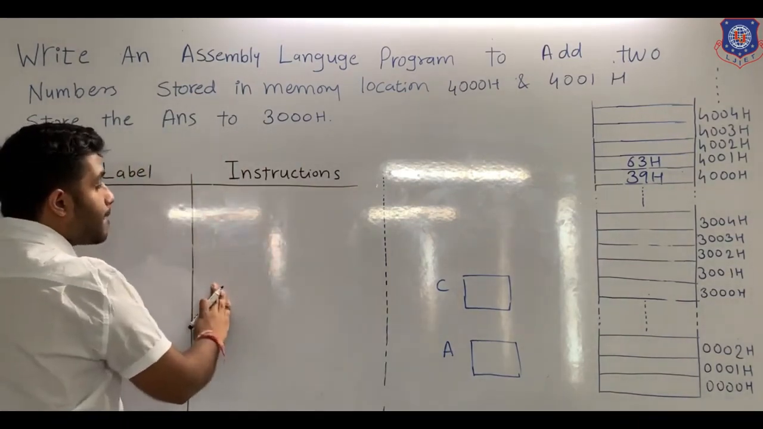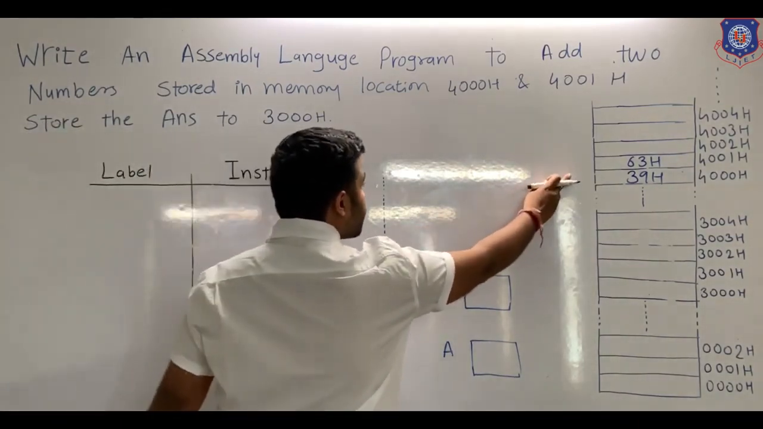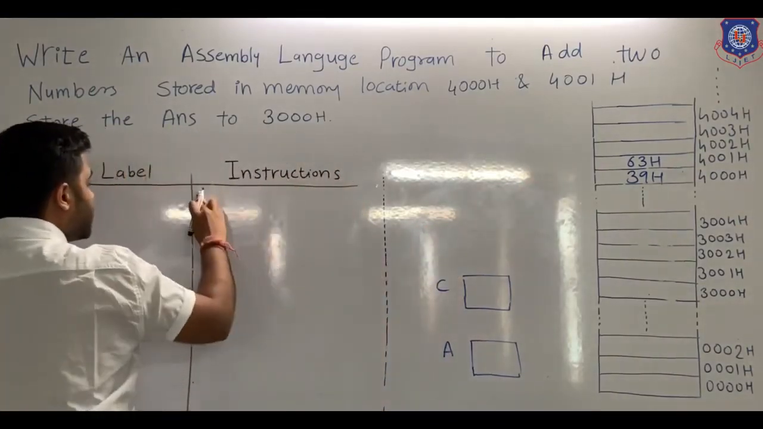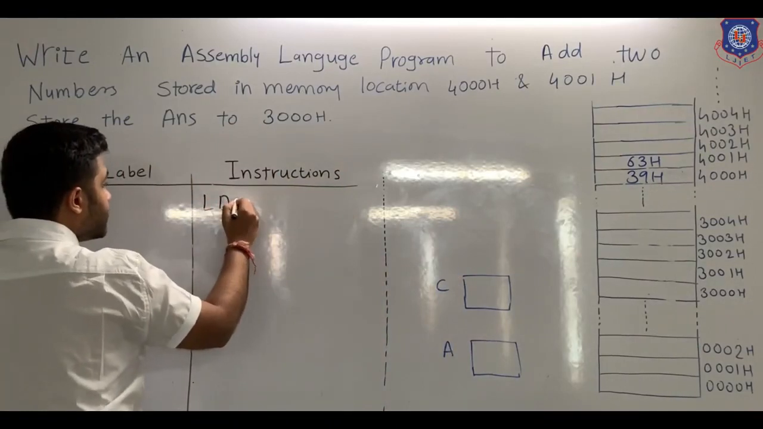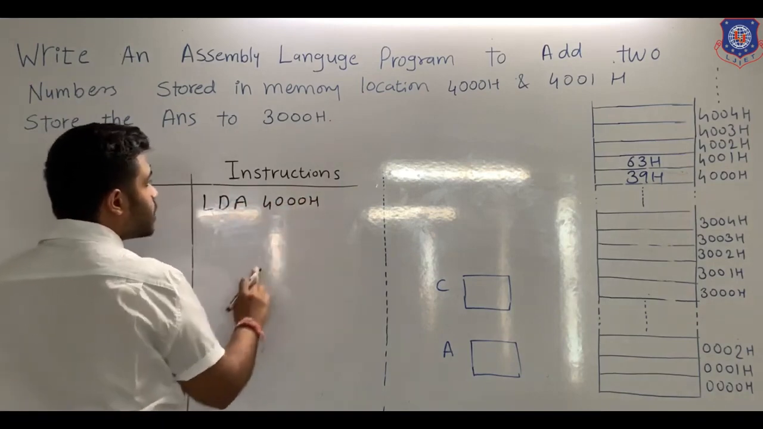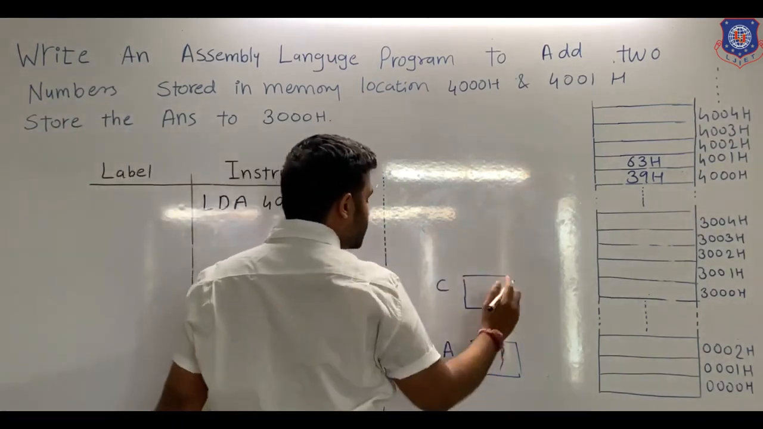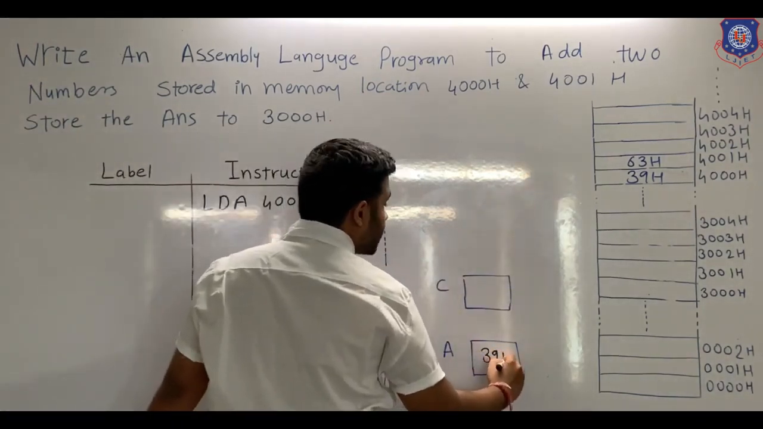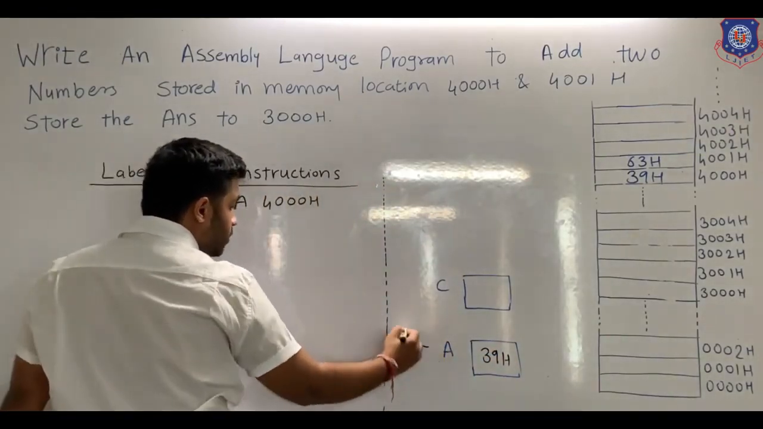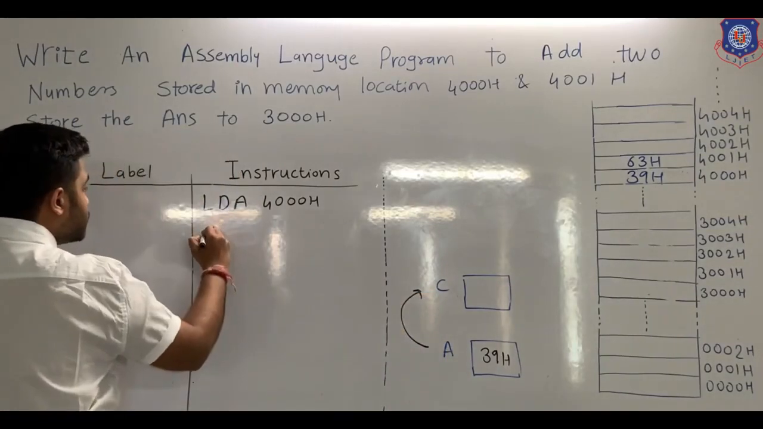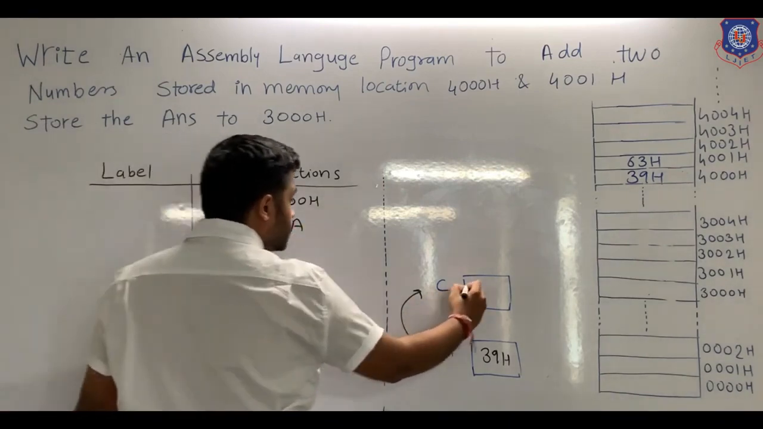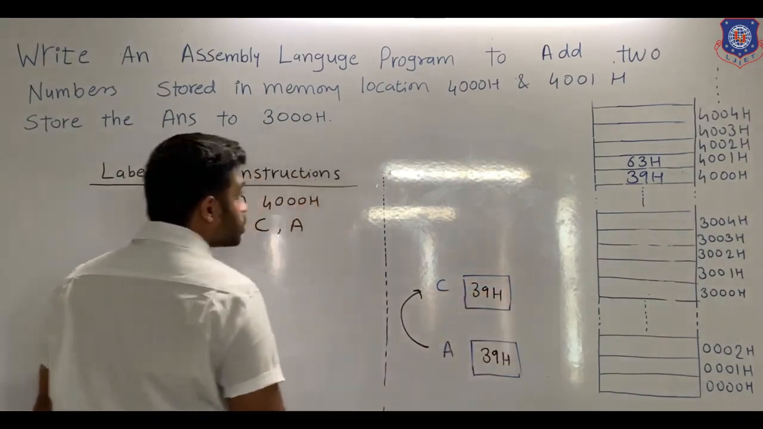First of all, we will transfer the data from 4000H to register C. For that we will use the instruction LDA 4000H. Now when we use LDA 4000H, the data will be moved to which register? The accumulator. In the accumulator we will get 39H. After that we will move this number to register C, so we will use the instruction MOV C, A. So in the C register, 39H will be stored.